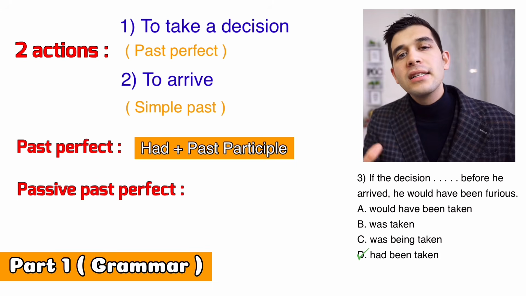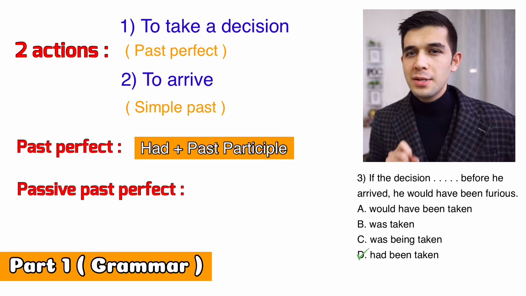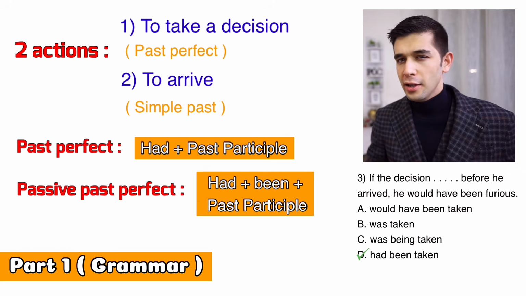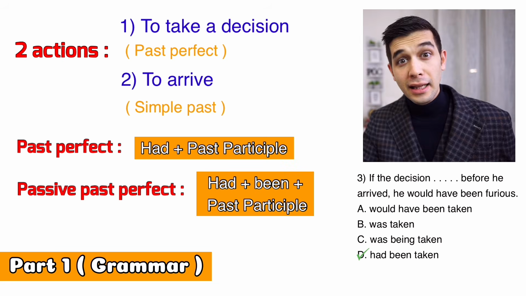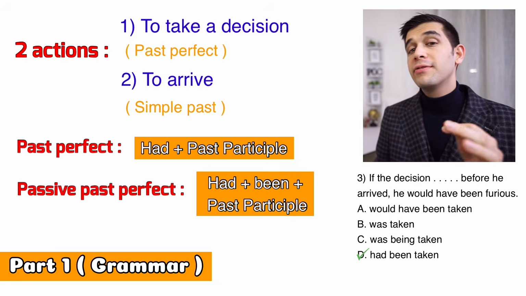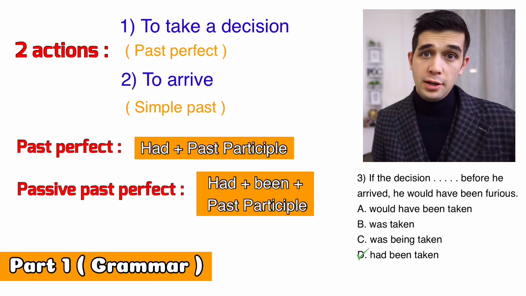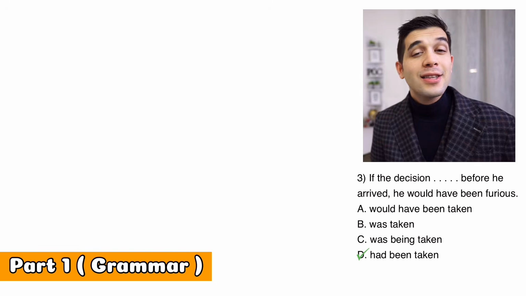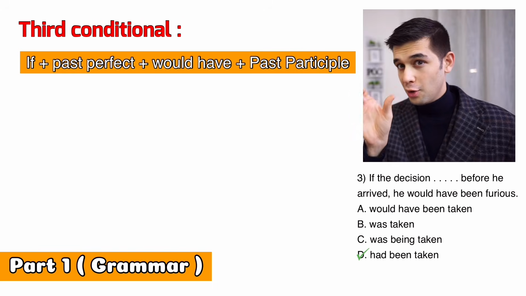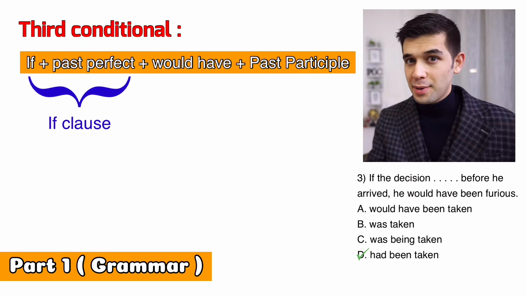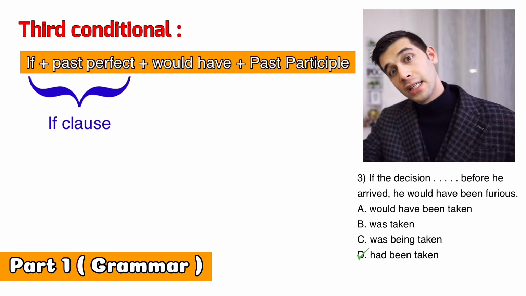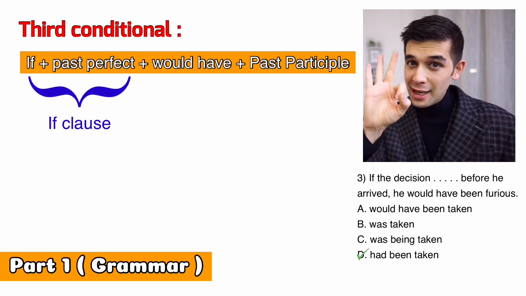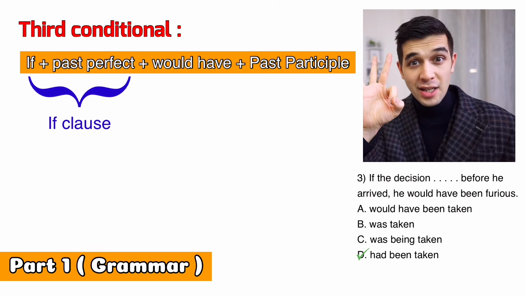What is the passive of past perfect? You should use this structure. Had been past participle. So the correct answer is had been taken. If the decision had been taken before he arrived, he would have been furious. There is also a third piece of grammar in this question, and that is third conditional. In third conditional, the if clause is past perfect. If plus past perfect, would have past participle. So you see, in one question we had 3 grammatical points. Not so easy, was it?